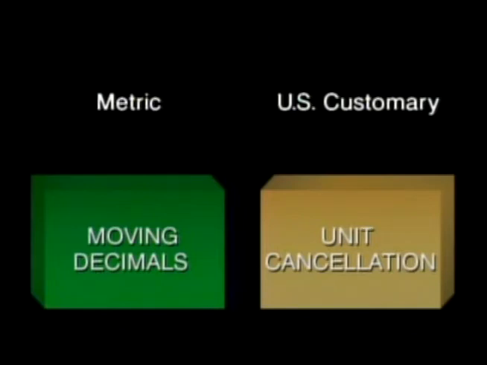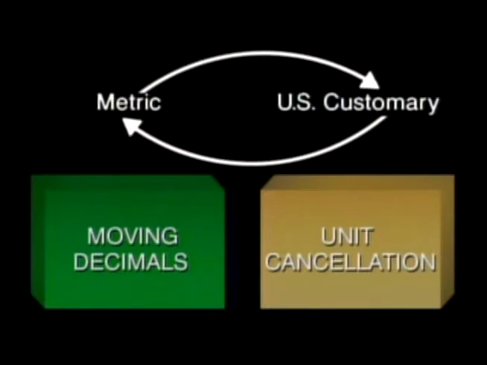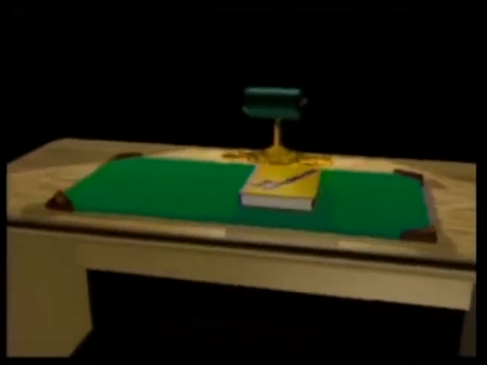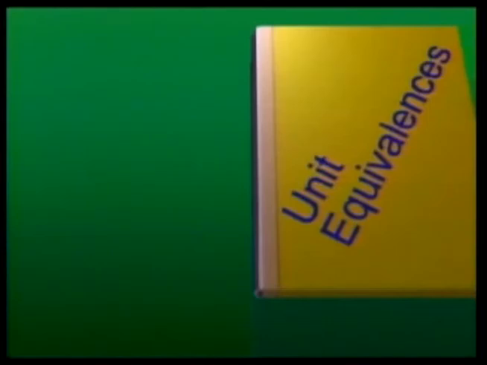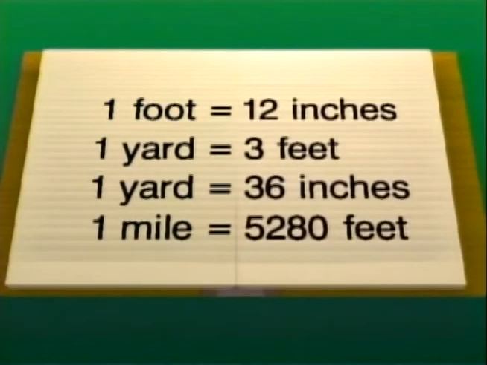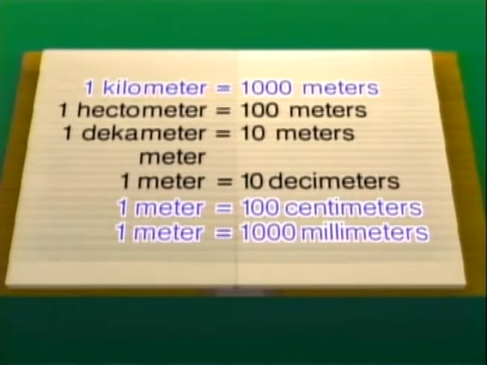Now let's take a look at converting units between the two systems. We'll use both the unit cancellation and decimal methods to convert U.S. customary units to metric units and to convert metric to U.S. customary units. Converting between the two systems means that we'll be working with two sets of unit equivalences. We'll use the U.S. customary system equivalences for inches, feet, yards, and miles. We'll use the metric system equivalences for the common metric units, kilometer, meter, centimeter, and millimeter.